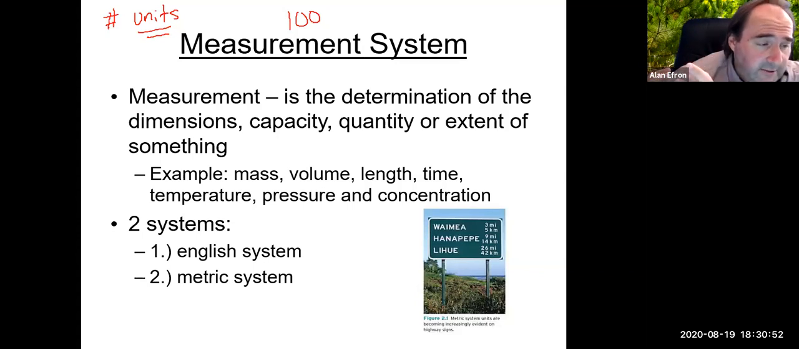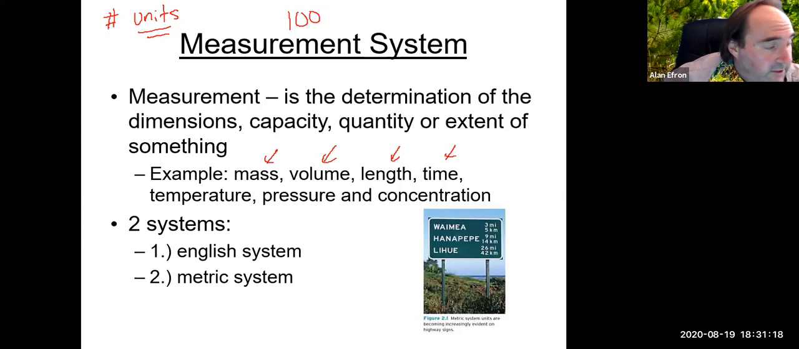Again, $100 is very different than it's 100 outside, right? 100 degrees Celsius or 100 degrees Fahrenheit outside. Very different sort of meaning to that number. So when we take a measurement, it determines the dimensions, the capacity, the quantity of something. These are common things that we measure: mass, volume, length, time, temperature, pressure, concentration.